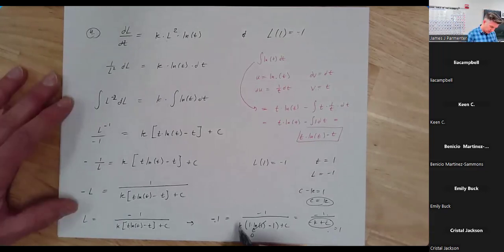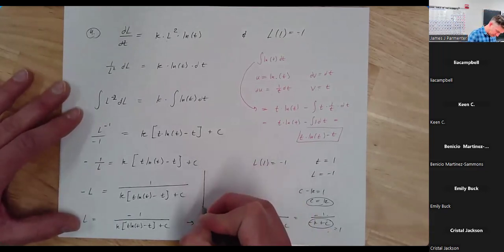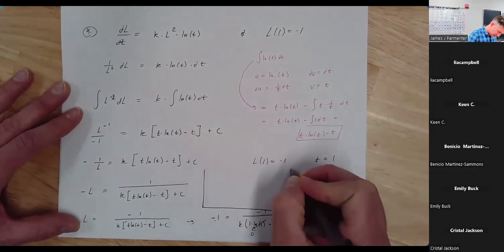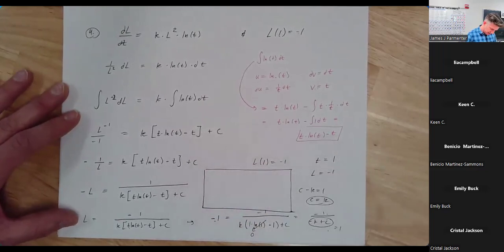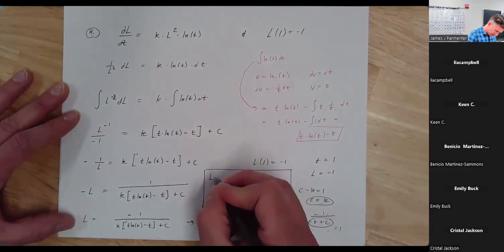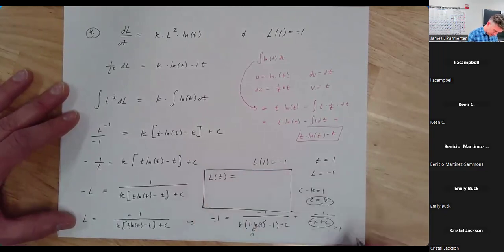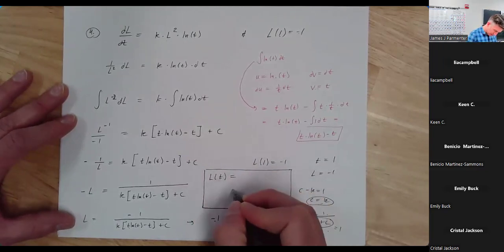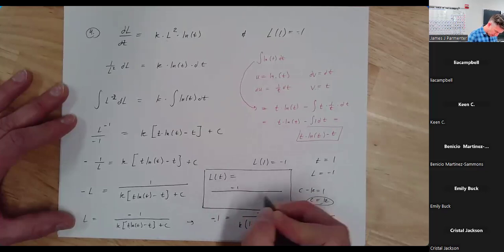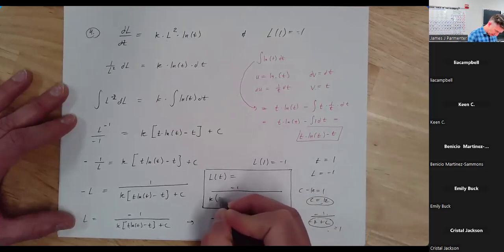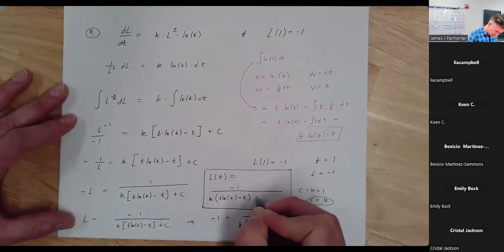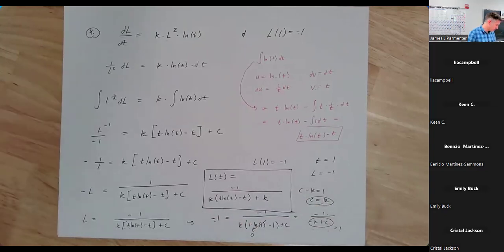So then we can rewrite our final solution as L as a function of t is equal to -1 over k times t natural log of t minus t plus k.